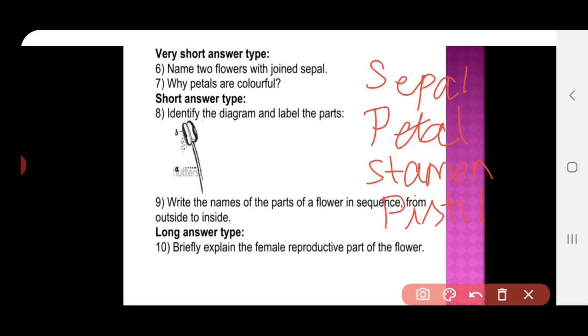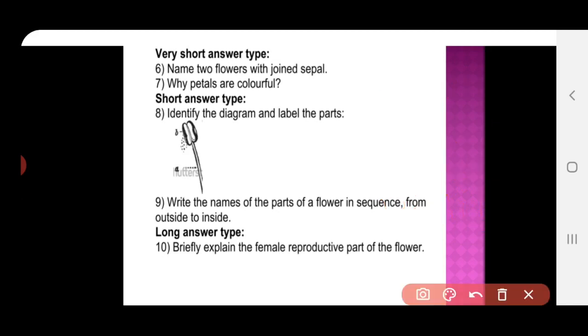Okay. And long answer type, 10th question, briefly explain the female reproductive part of a flower. So you have to draw the diagram of the female reproductive part of a flower, which is pistil, which has the stigma, style, ovary and ovules. Okay. You have to draw that and you have to explain it. So this is stigma, style, ovary, and inside you have to draw the bead-like structure, which is ovule. And you have to explain those parts. So this is the answer for 10th question.